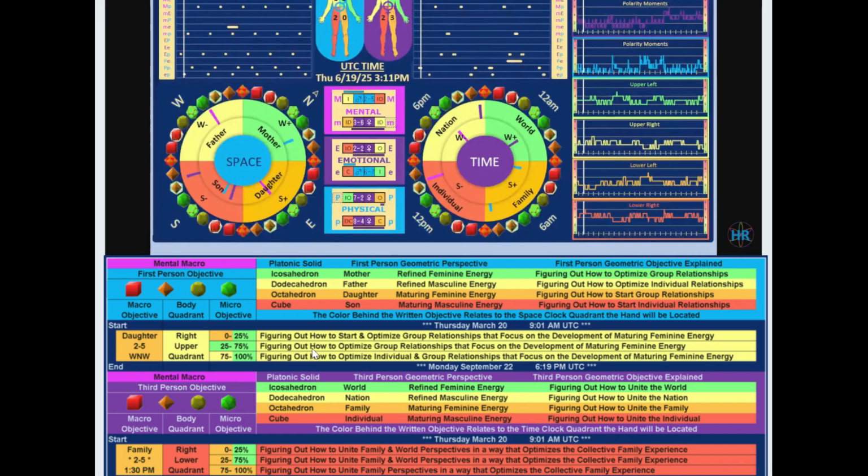We're supposed to be creating groups. We're supposed to be optimizing those groups. And they're supposed to specifically be focused on how we unite the families and world perspectives in a way that's going to help every family experience equality. So this year specifically, we would want to be working on things as individuals and as groups of individuals on how to unite our family and world perspectives.